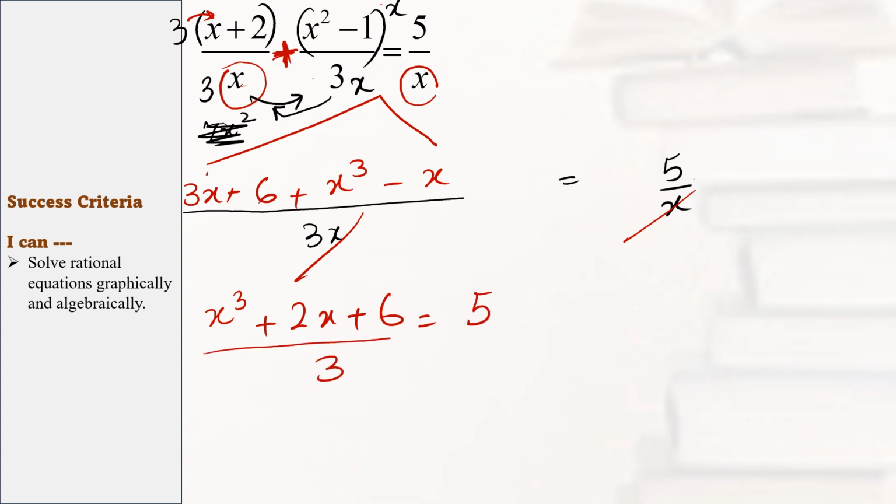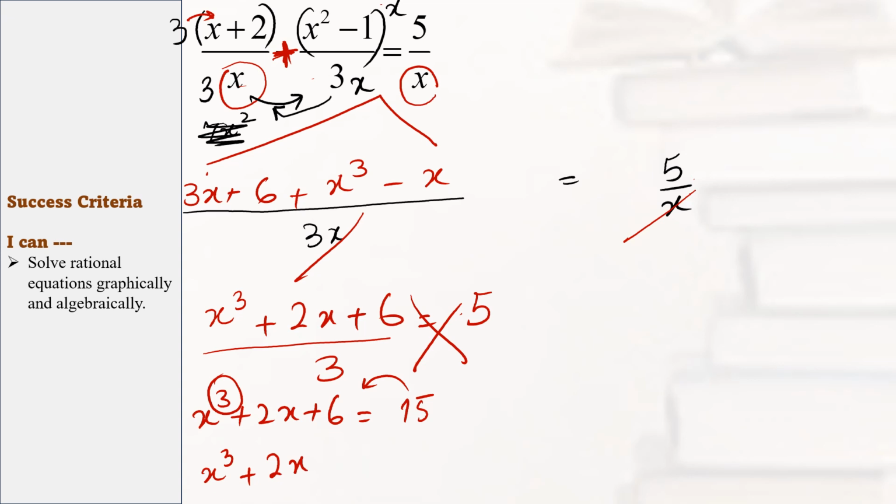equals 5. If I cross multiply, I will get x cube plus 2x plus 6 equals 5 times 3 is 15. Now it is a cubic equation. So again bring the 15 on this side. x cube plus 2x plus 6 minus 15, it will give me minus 9, equals 0. Now remember, this is not x squared that you will go and factor easily.